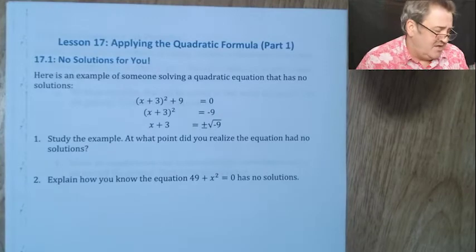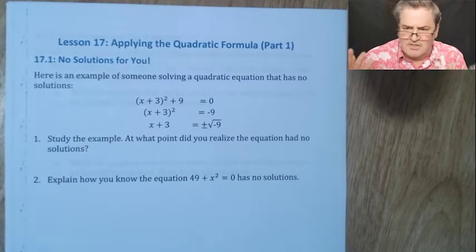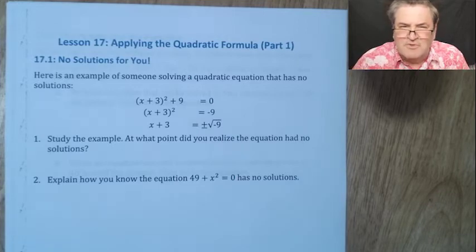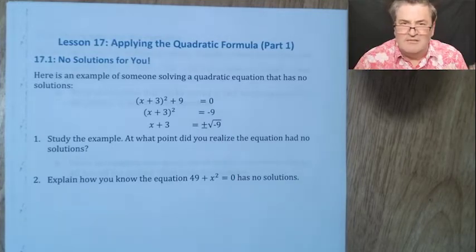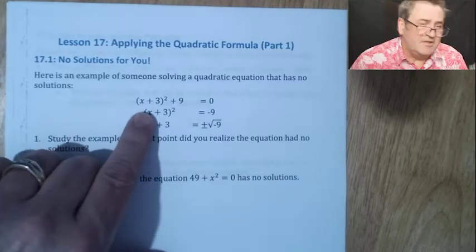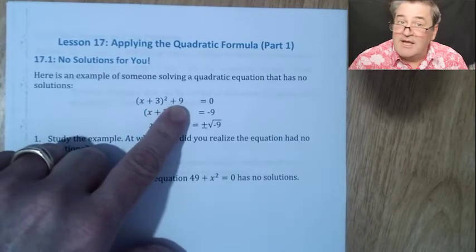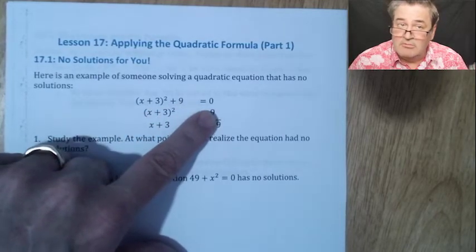If we were using the quadratic formula, we would end up with something that's not a real number, so that can't be a solution. We'd end up with something like the square root of -2. Let's look at this: (x + 3)² + 9 = 0.